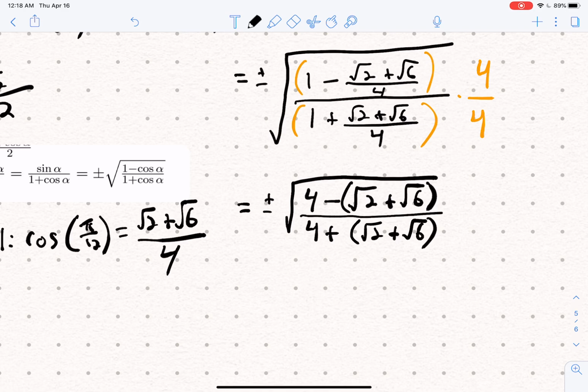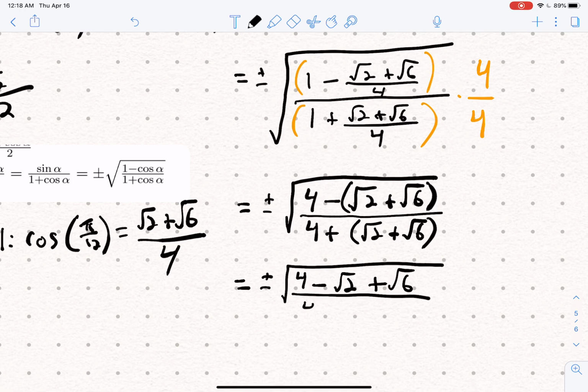Okay, so one more simplification step. This is plus or minus radical 4 plus 4 minus radical 2 plus radical 6 over 4 plus radical 2 plus radical 6.